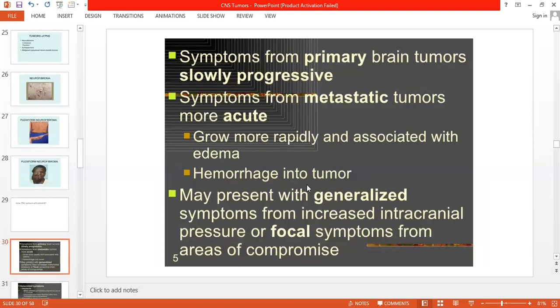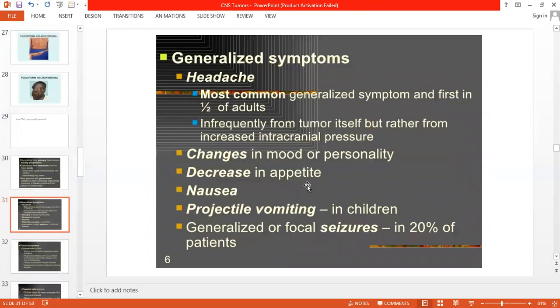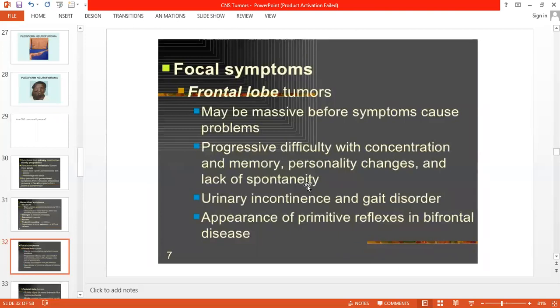They may present with generalized symptoms from increased intracranial pressure or focal symptoms from the area of compromise, the area where it is present. Generalized symptoms are like headache, change in mood or personality, decrease in appetite, nausea, vomiting. Focal symptoms: in the frontal lobe, what will be the focal symptom? Maybe the tumor will be massive before symptoms show.